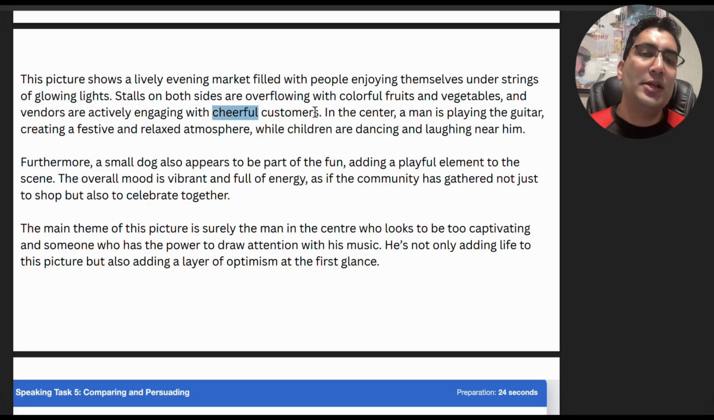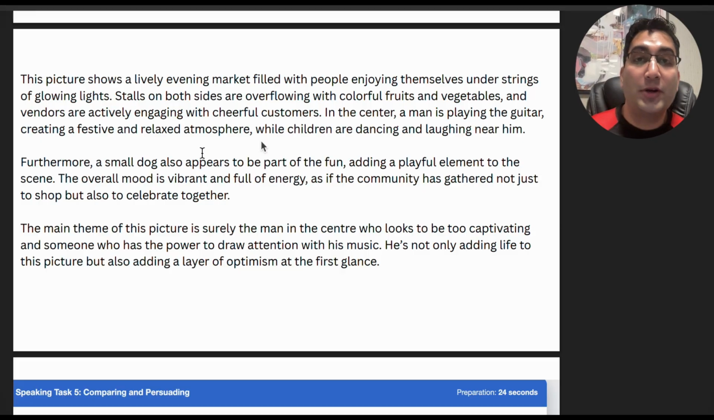Similarly, when you change the tone, you go to another sentence or another point, always pause a little, and then when you start the next thing, raise your volume again. Let me show you. So, they're engaging with cheerful customers. In the center, a man is playing. So pause, and then you start with a high volume, and it's like a new thing you're saying.